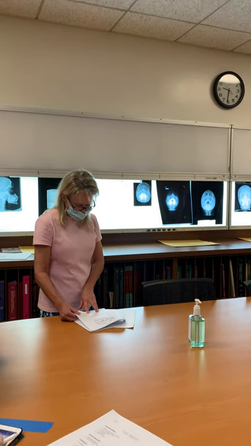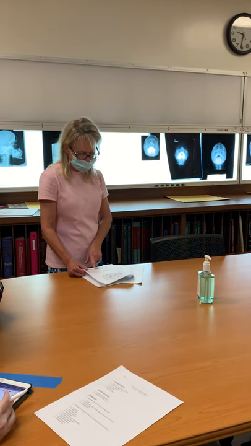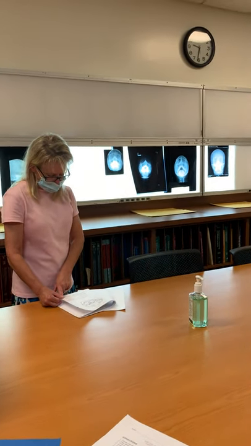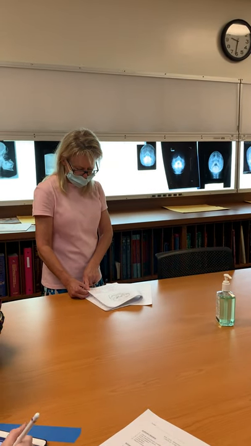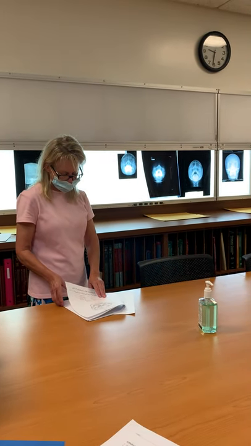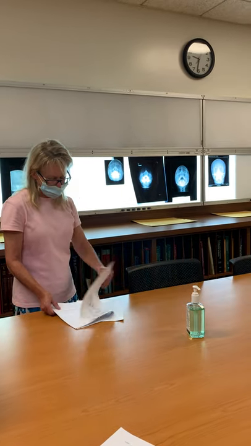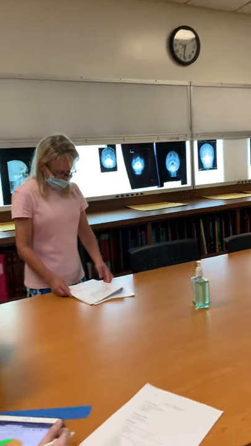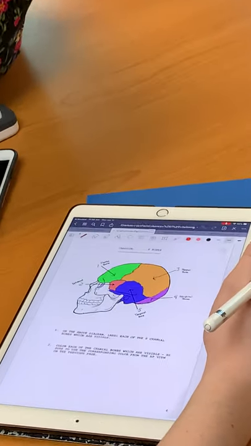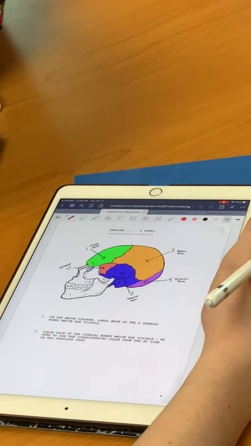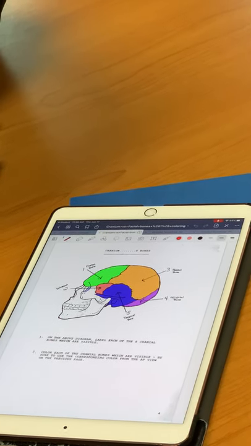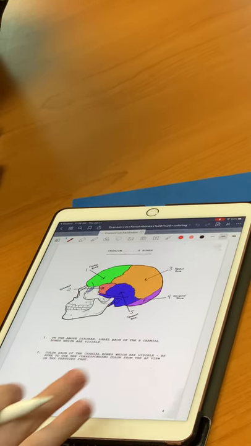Oh, if you look up, number one is the parietal. Number two is the sphenoid. Three is the temporal. And four is the frontal. Okay, page four. Number one is the frontal. Number two is the sphenoid. Number three is the parietal. Number four is the occipital. And five is the temporal.